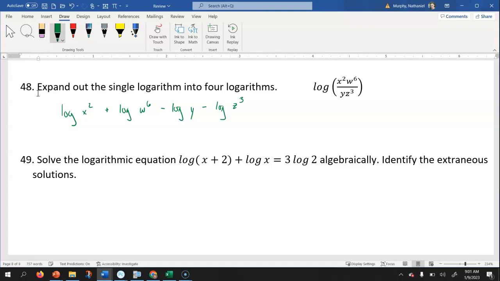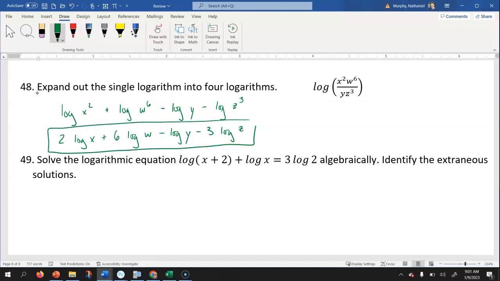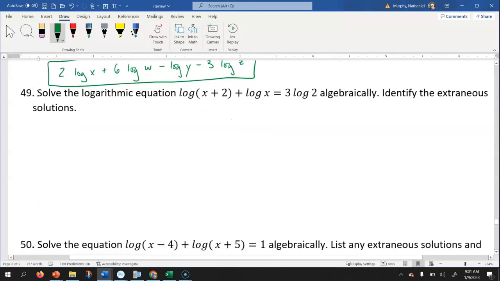And now let's take care of all those exponents. So those exponents are going to move in front of the logarithm. So this will be the same as 2 log of x plus 6 log of w minus log of y, because there's no exponent there. And then minus 3 log of z. And those are our 4 separate logarithms. So we've met the criteria for that.